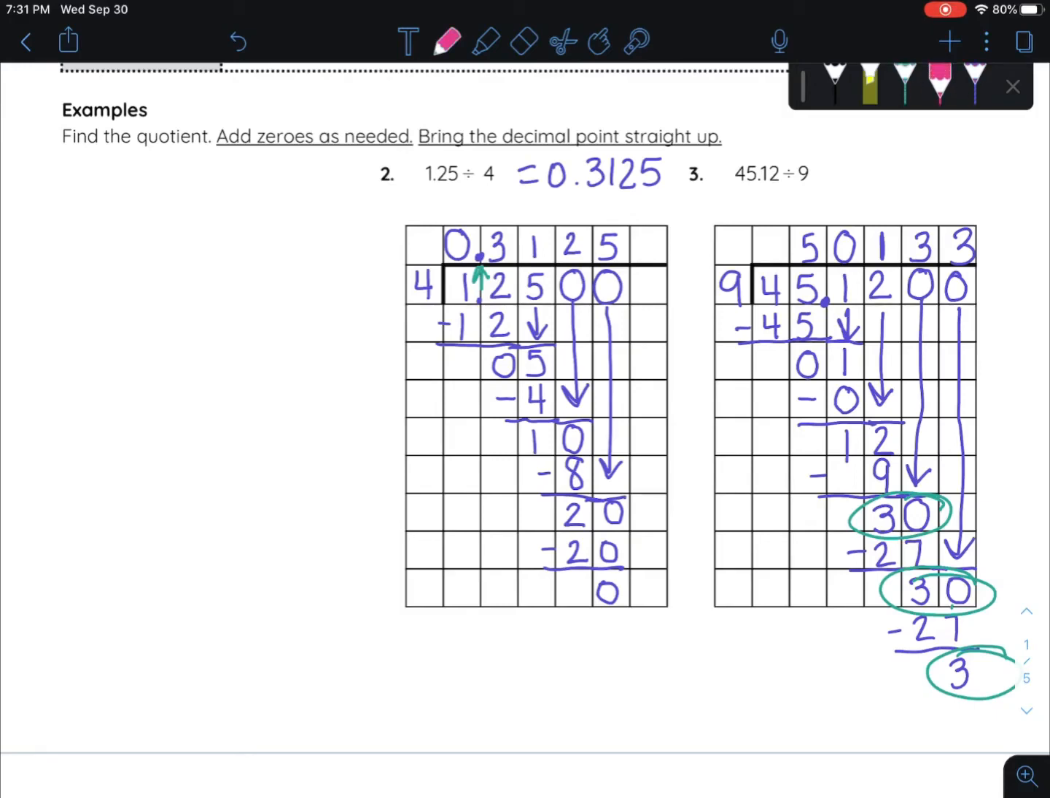So go ahead and follow our rule. Bring the decimal straight up into the answer. And then when you write this one, 5.013, and then go ahead and draw the line just over the 3 to show that the 3 is repeating.